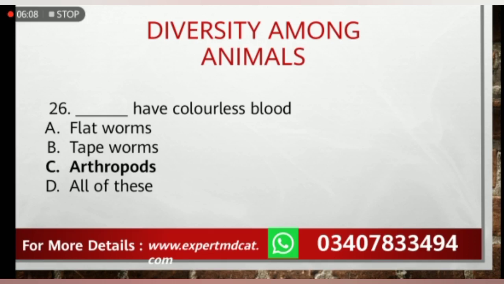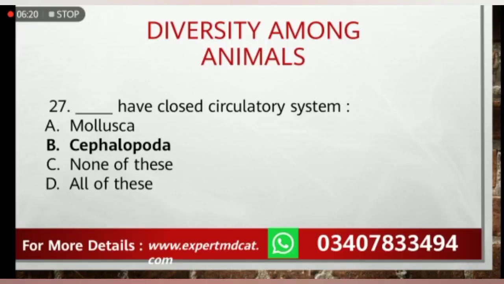Dash have colorless blood: flatworms, tapeworms, arthropods, or all of these? Correct option is arthropods. क्यों होता है कलरलेस ब्लड उनका? क्योंकि उनके ब्लड में हीमोग्लोबिन नहीं होती. ब्लड का रेड कलर ही हीमोग्लोबिन की वजह से है.